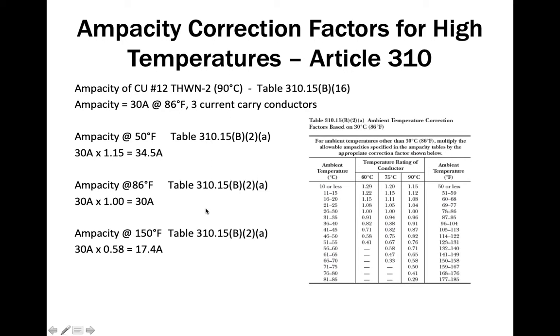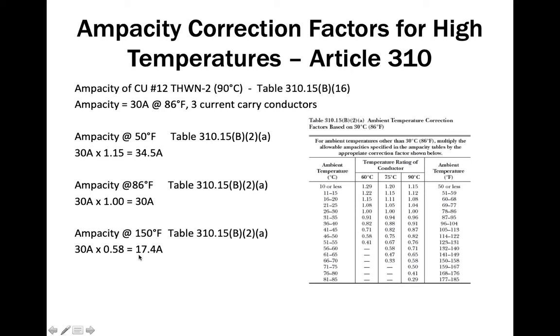Now I'm going to increase the ambient temperature to 150 degrees, which is quite feasible to see in an attic or rooftop. It could be even much higher than that. I run my finger down the ambient temperature scale, Fahrenheit, looking for 150. Here it is, bingo, 150 to 158. Slide my finger to the left to the 90 degrees C insulation column, and my correction factor is 0.58. 30 times 0.58 equals 17.4 amps.